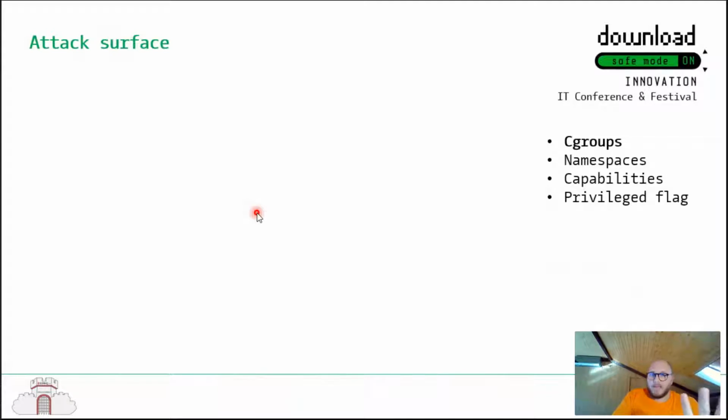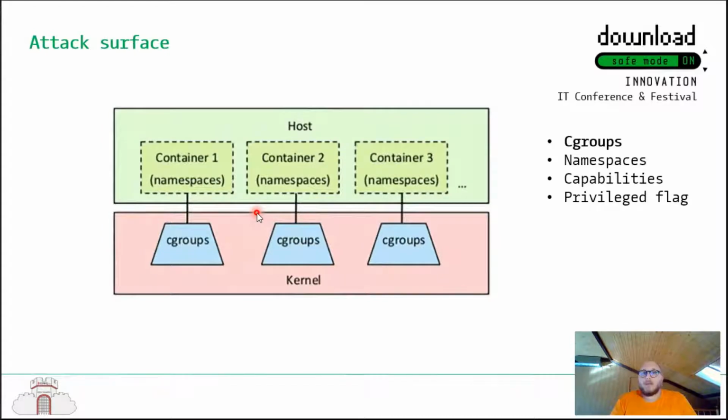Now let's talk about the actual attacks. Let's talk about C groups. C groups are a feature included in the Linux kernel that can help us to limit the amount of processes that can be handled by a container.